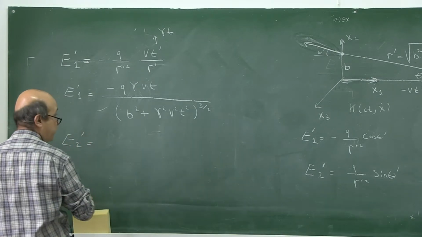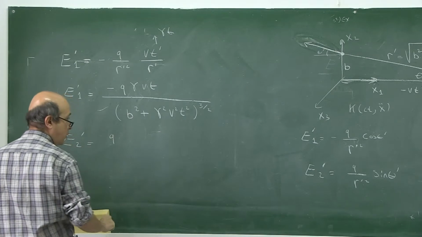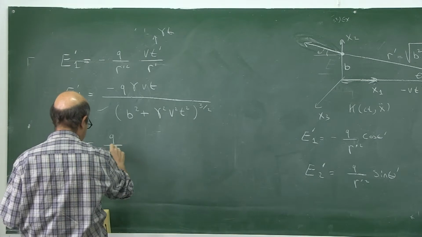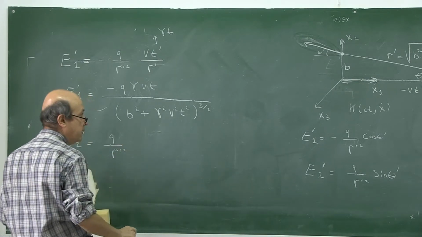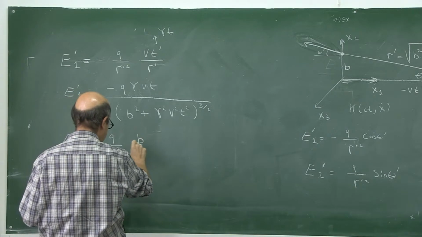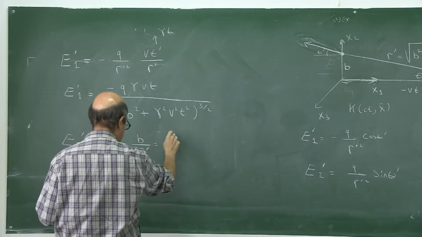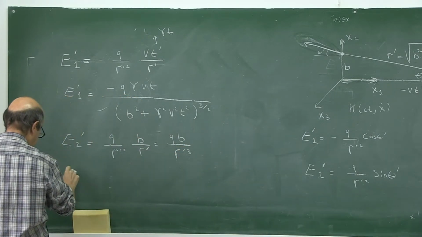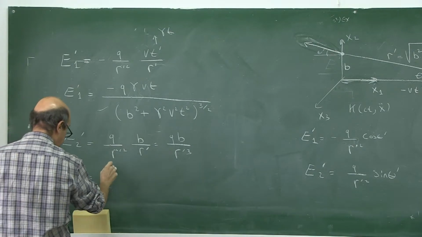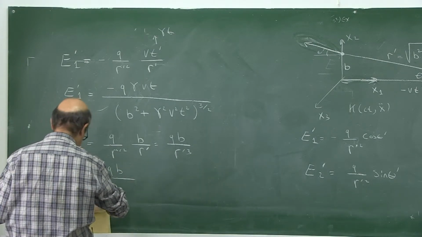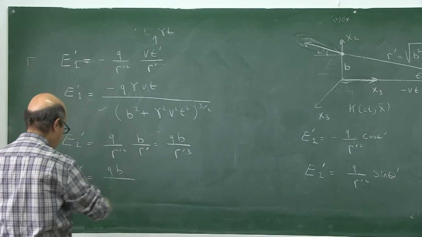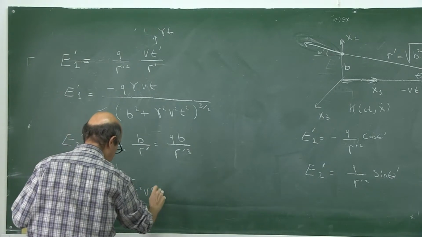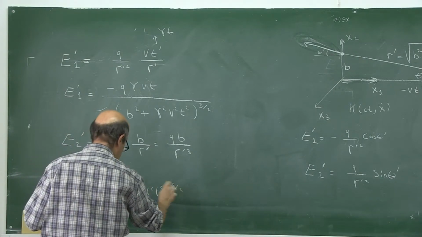E2 prime will be what? Q over r prime square. Instead of sine theta prime, I can write b over r prime, and that becomes Q b over r prime cube. Therefore, E2 prime takes the form of what? QB over r prime cube. R prime cube is again the same: B square plus gamma square v square t square to the power 3/2.